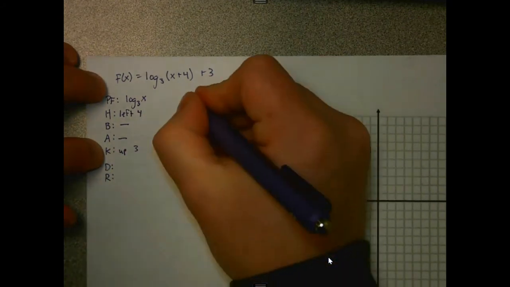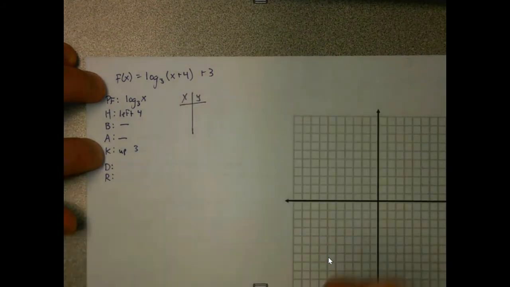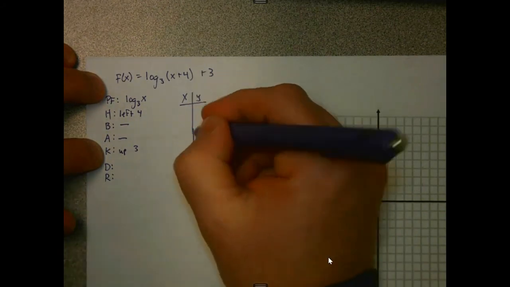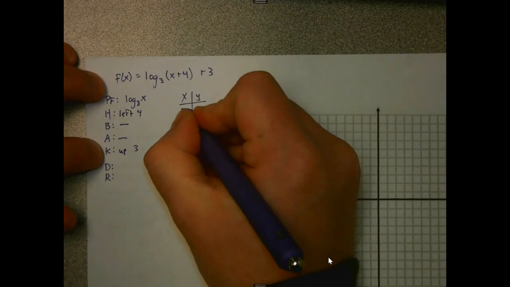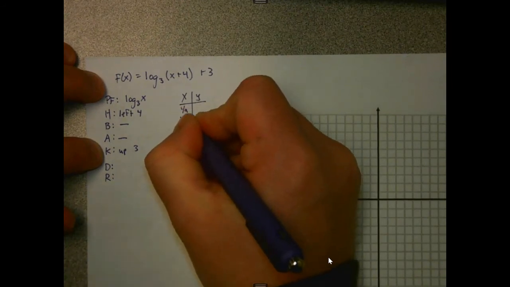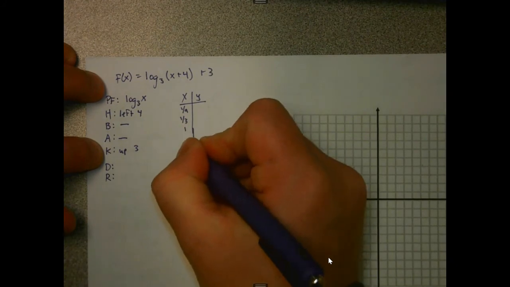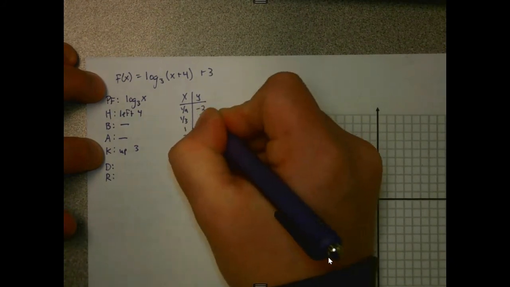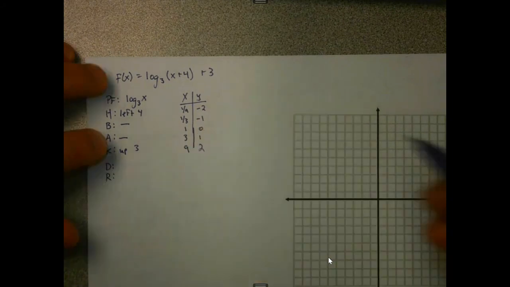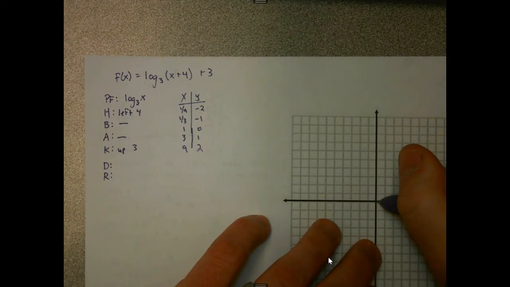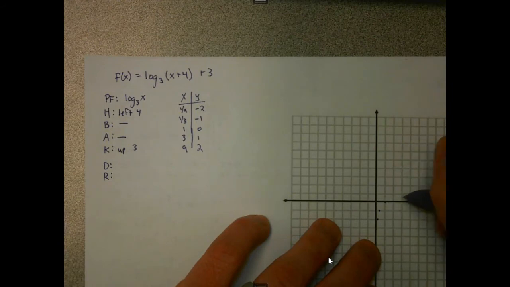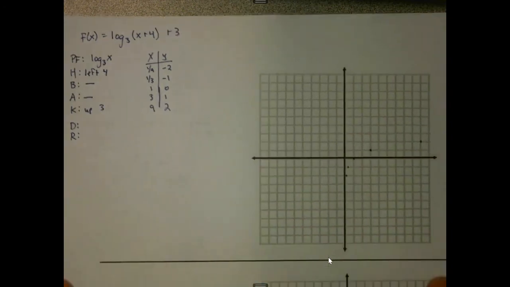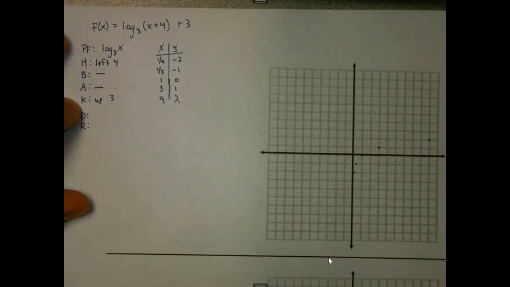Our parent function ordered pairs. Remember, this is exponential 3 to the x, and we're flipping that. So we've kind of talked about it in class, how to quickly find these parent function ordered pairs. So that's 1 over 9, 1 over 3, 1, 3, and 9. And that matches your negative 2, negative 1, 0, 1, and 2. So those points, 1/9, negative 2; 1/3, negative 1; 1, 0; 3, 1; and 9, 2. These are the 5 points that we're going left 4 and up 3.